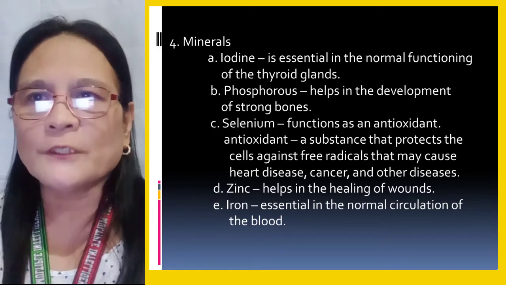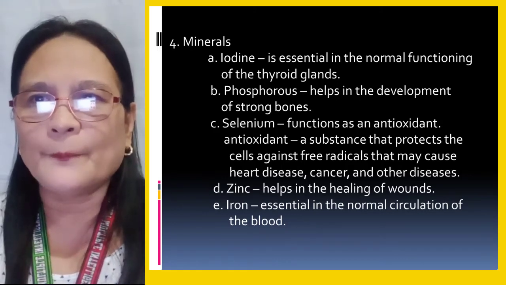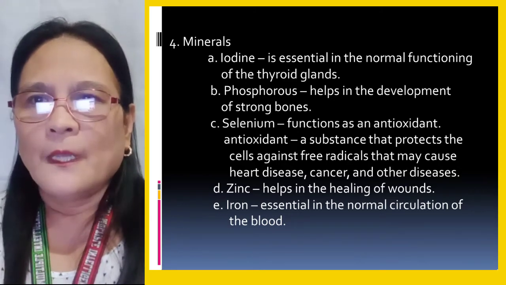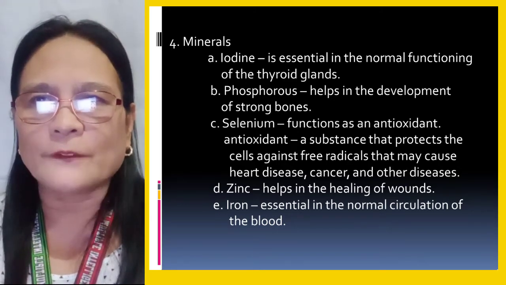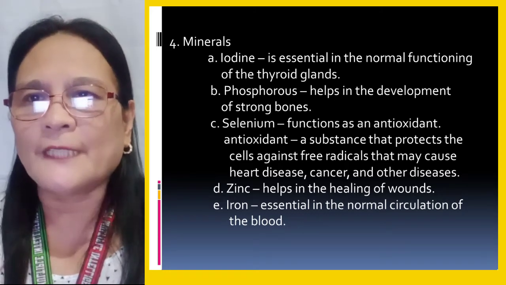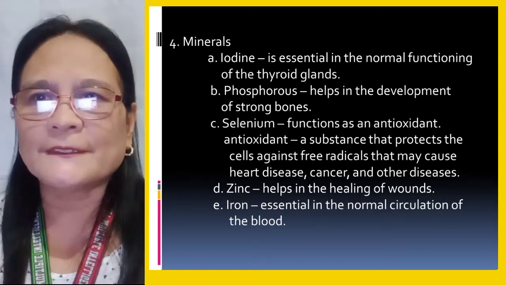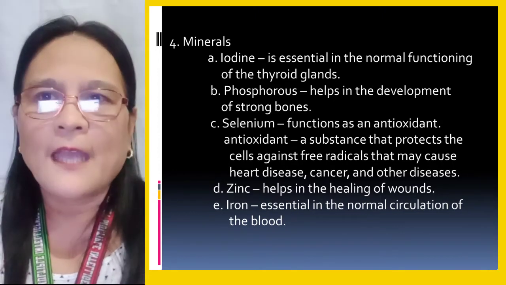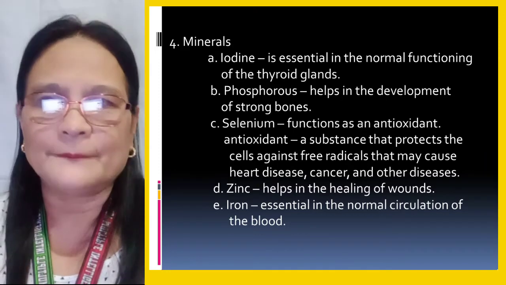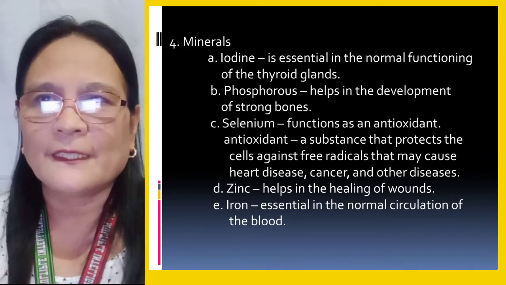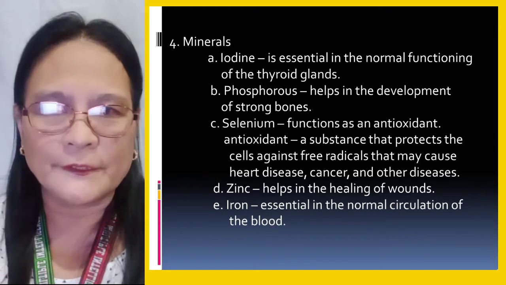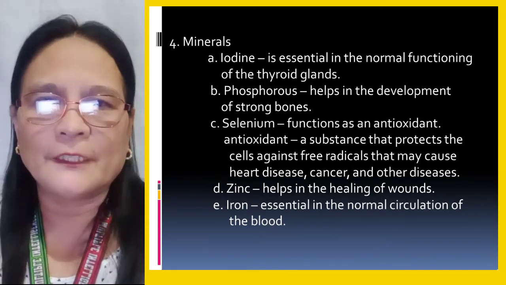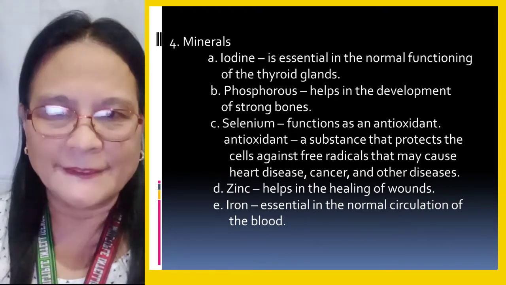Letter B, phosphorus, helps in the development of strong bones. Letter C, selenium, functions as an antioxidant. An antioxidant is a substance that protects the cells against free radicals that may cause heart disease, cancer, and other diseases. Letter D, zinc, helps in the healing of wounds. And letter E, iron. It is essential in the normal circulation of the blood.